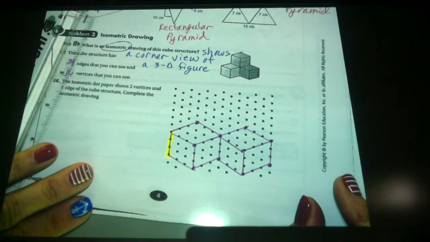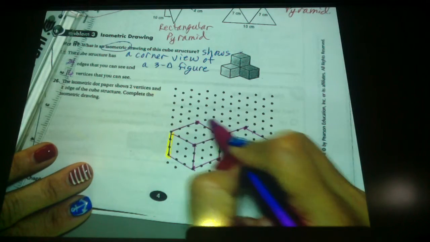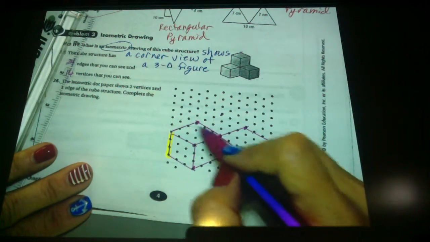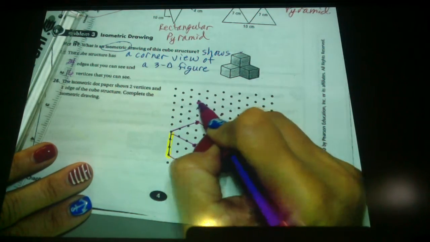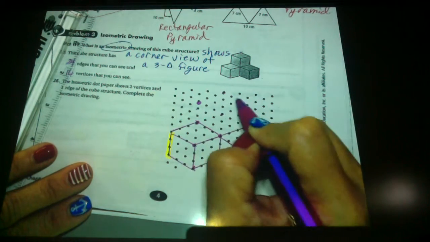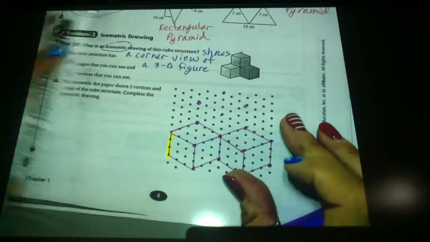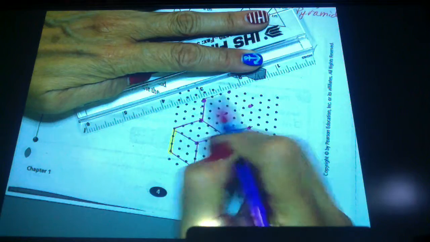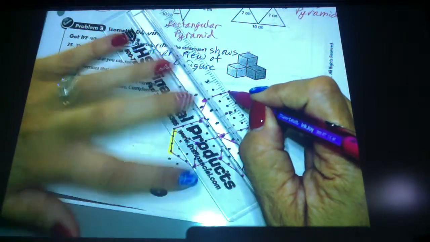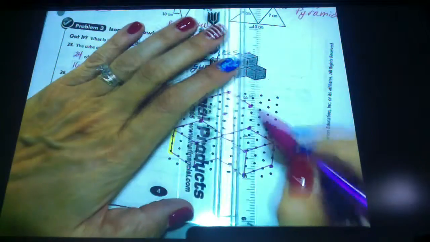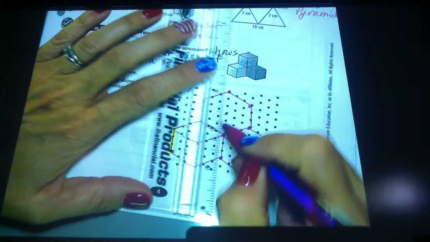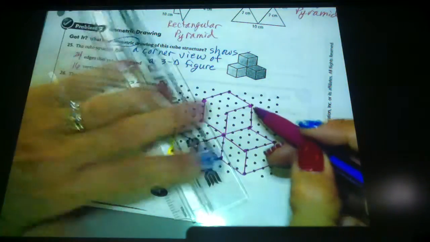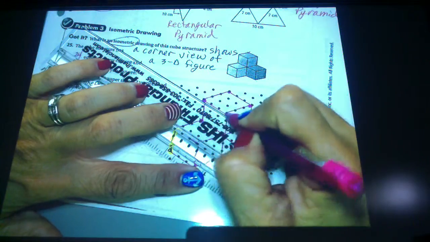So all I'm missing is a top cube. So all I need is 1, 2, 3. Nope, that's not good. They go up. 1, 2, 3. 1, 2, 3. Voila.